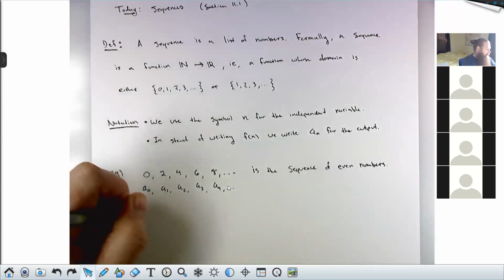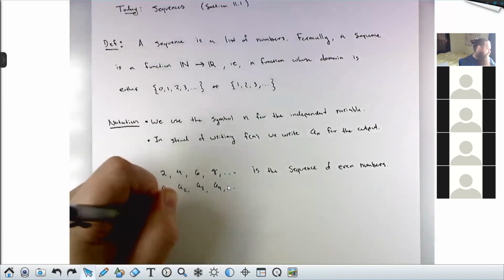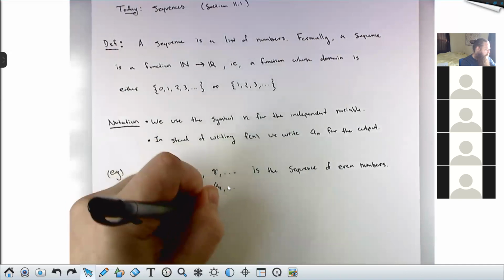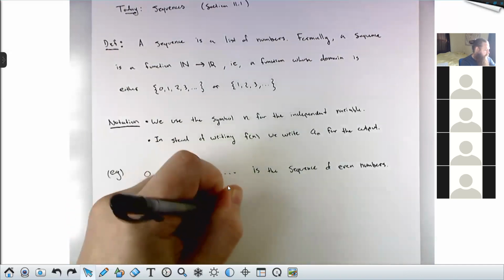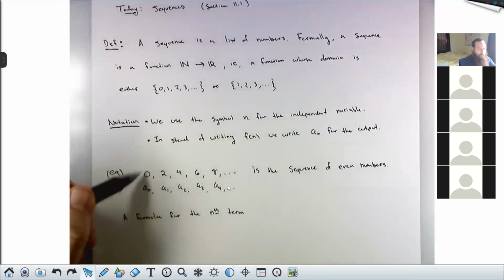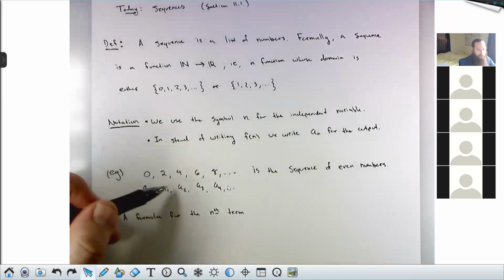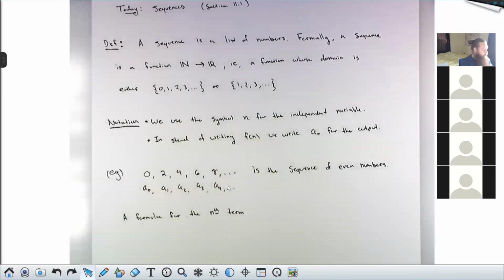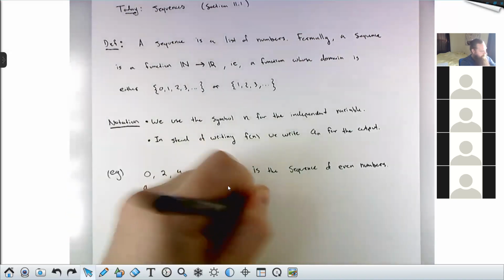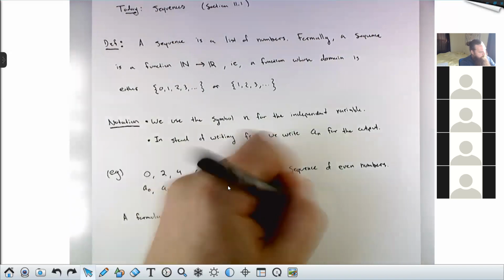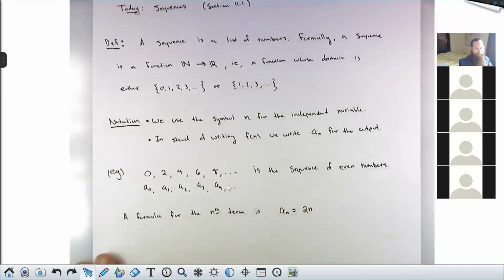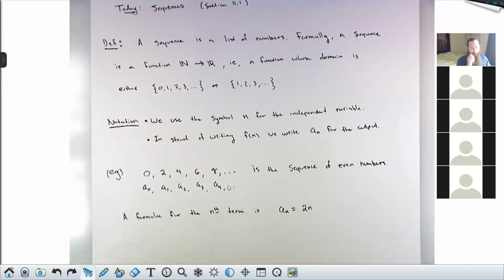So a formula for the nth term, like I would call this the 0th term, I would call this the first term, I would call this the second term, and so on, is a_n equals 2 times n. All right, and if you plug in n equals 0, 1, 2, 3, 4, you will get out these numbers in this order.